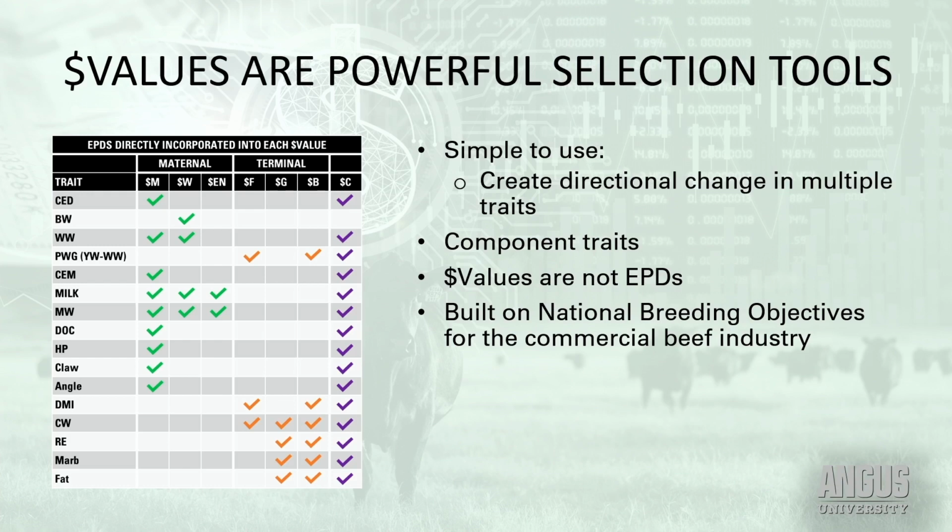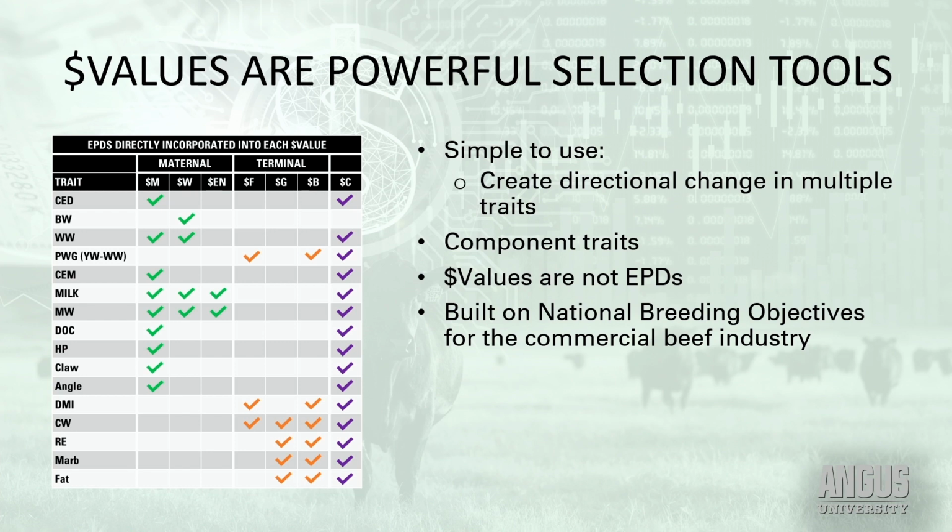So again, like I mentioned, these are going to be simple to use, creating directional change in multiple traits. And those multiple traits come as component traits. So you can see in this figure that if we look at something like $M that's there in that first column, we can see each of those component traits, or each of those EPDs, that are going to be built inside of that index. But what's really important to understand is that dollar values, they're not EPDs. They're not the same thing, and they're not necessarily used in the same way.